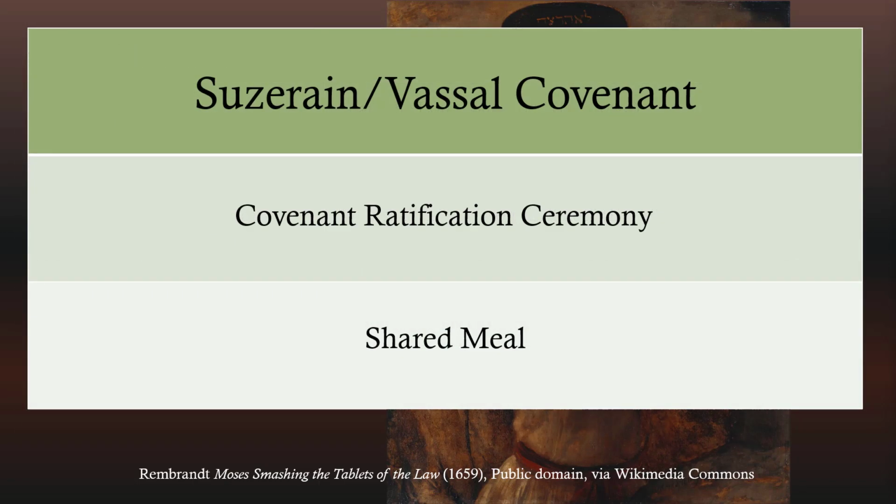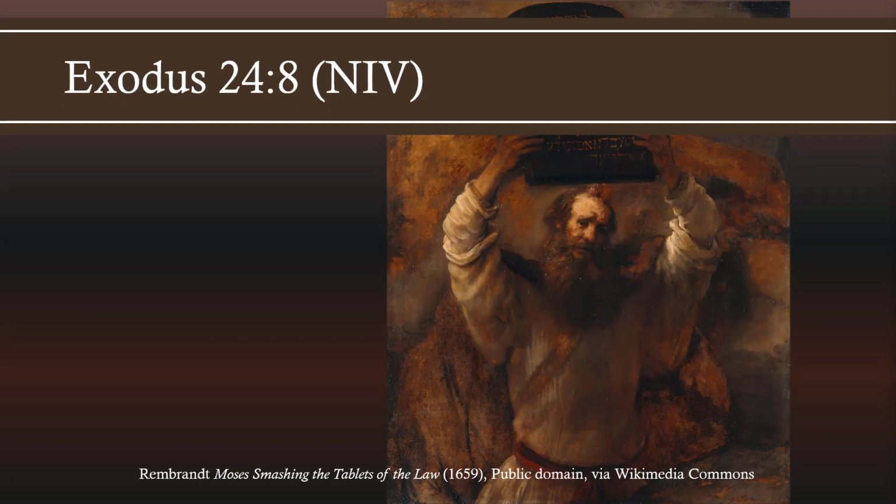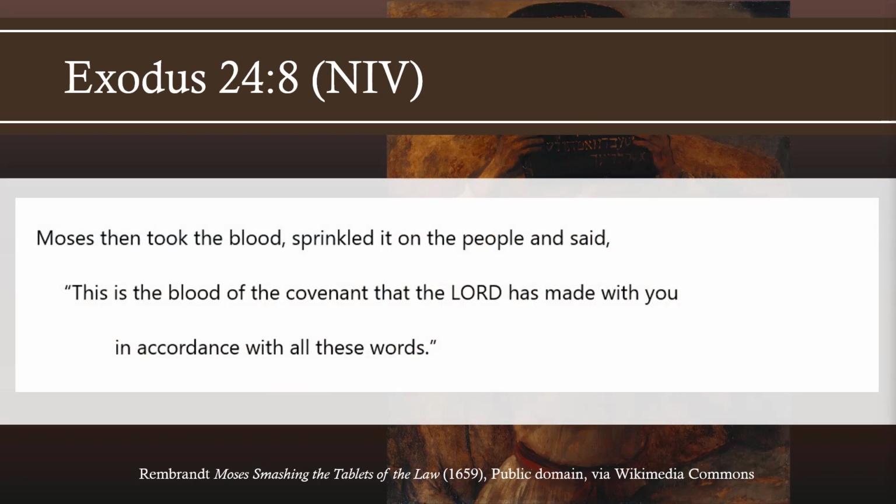Where's the covenant ratification ceremony? And where then is the shared meal? So if you would, turn to Exodus 24, because they're both in Exodus 24. They're only a couple verses apart. So Exodus 24, verse 8. Now this is verse 7 we looked at 2 weeks ago, Moses read aloud all the words that God had given him. The people responded, we will do, we will obey. So they just accepted the words of the covenant.